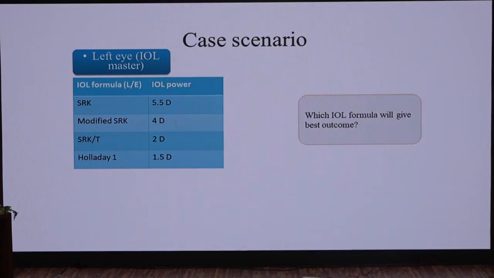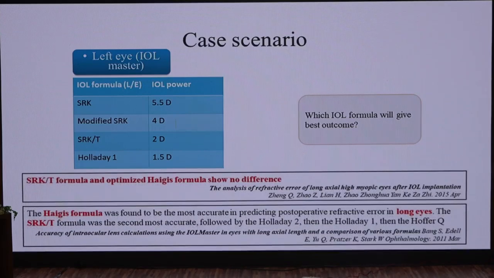So if you use the simple SRK formula in such a case and you put a 5 diopter lens, then post-operatively you will have a huge refractive surprise. That is why knowing which IOL formula to use in which case is very important. For a high myopic eye, SRK-T and Haigis is generally the standardized formula which will give you a correct IOL power.